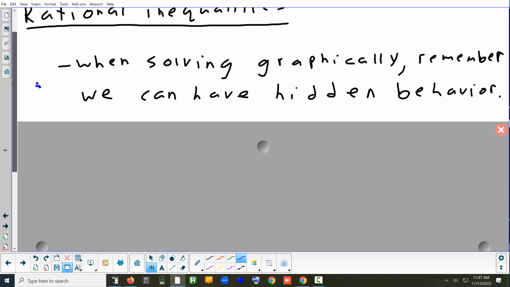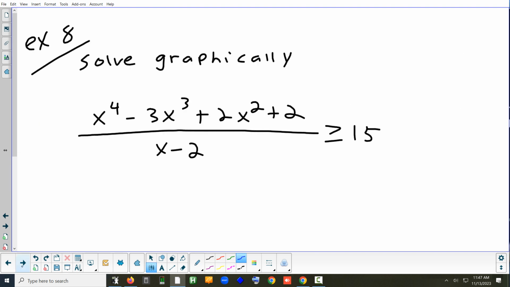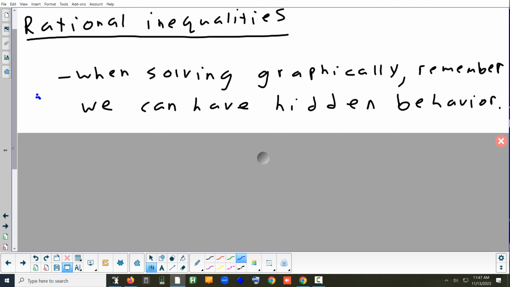Okay. Let me just see how many we have. Okay, so this is strictly just the calculator. You just gotta know how to use the calculator to do what we're looking for.